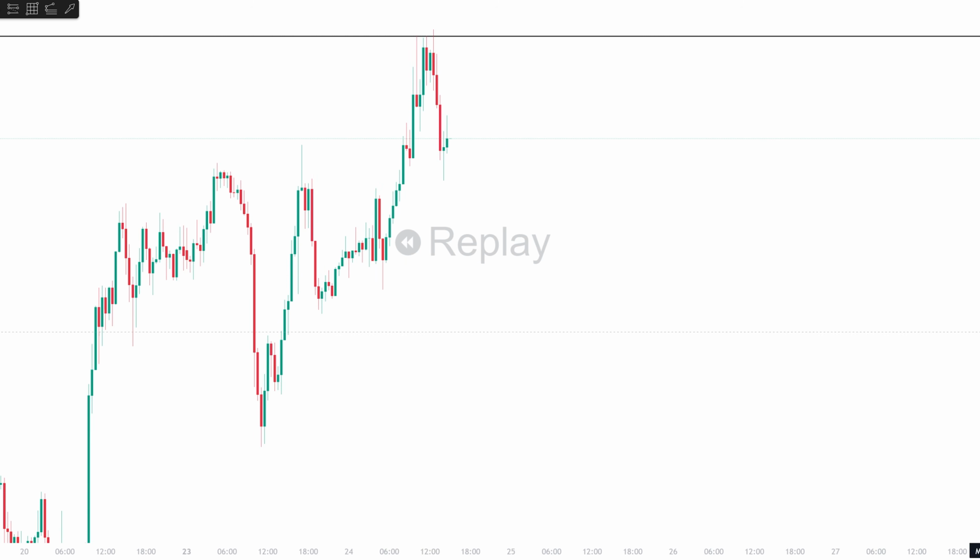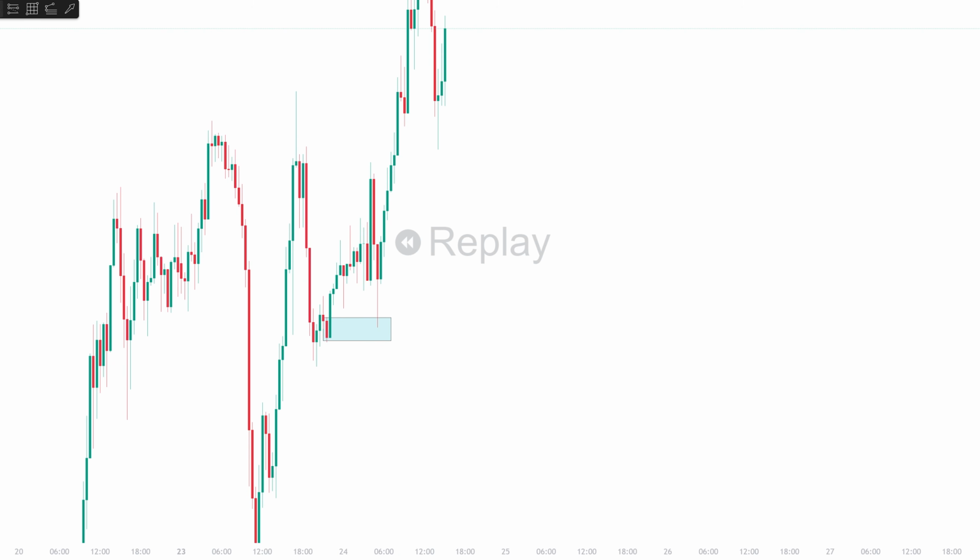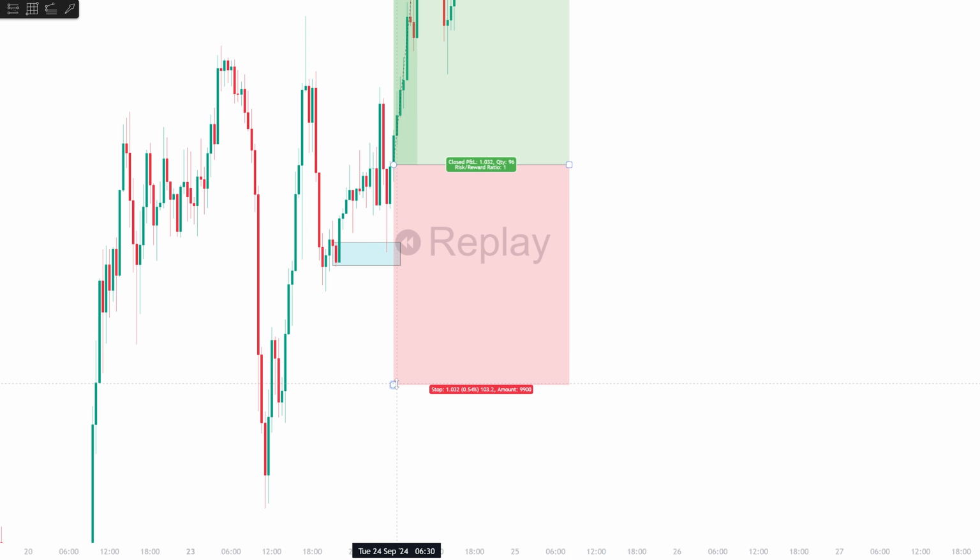All right, again I went in a bit too fast, but we had a setup here. This is a pretty clean setup. Just target here, have a stop loss, 30 pips max stop loss.